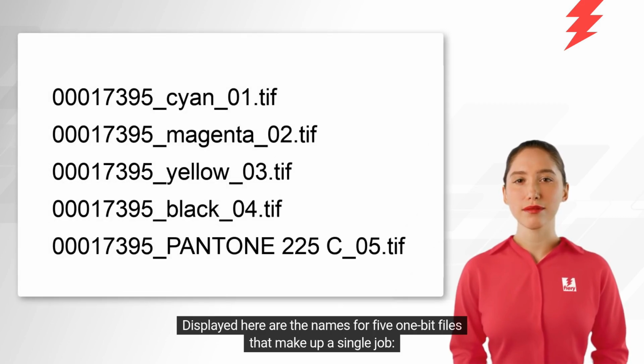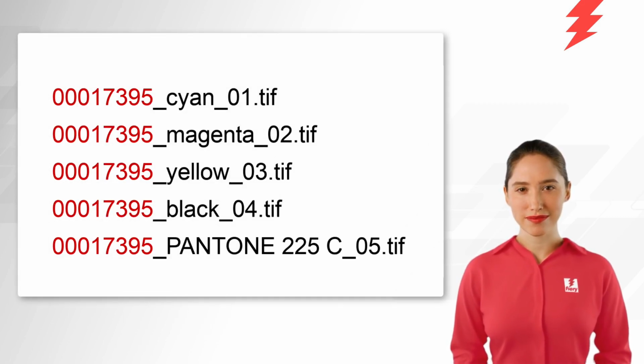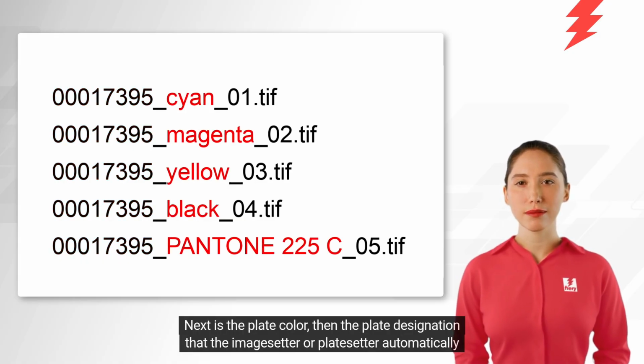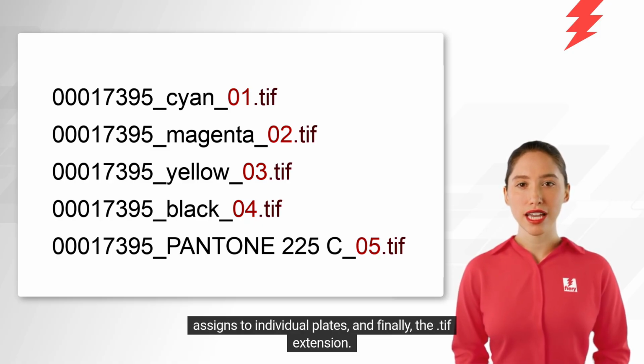Displayed here are the names for 5 OneBit files that make up a single job. The set of numbers before the first underscore is the job number. Next is the plate color, then the plate designation that the image setter or plate setter automatically assigns to individual plates, and finally, the .tif extension.